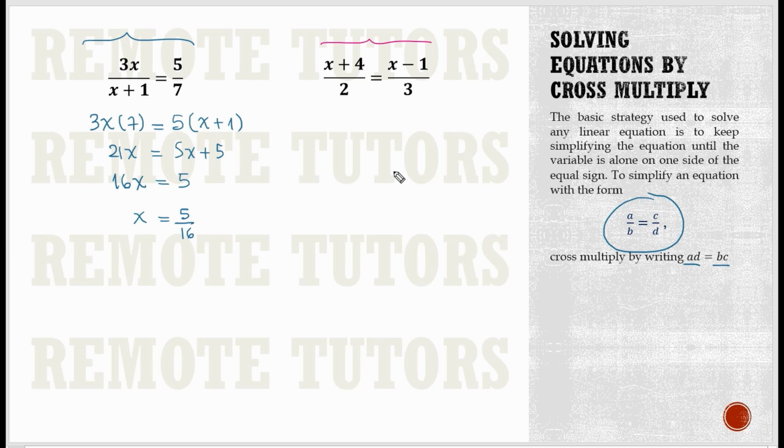For the second example, you cross multiply first, so you get 3 times x plus 4 is 2 times x minus 1. Then you simplify each of the sides. 3x plus 12 is 2x minus 2. Then you put together the x terms, and you put together the numbers on the other side. So you get x is equal to negative 14.